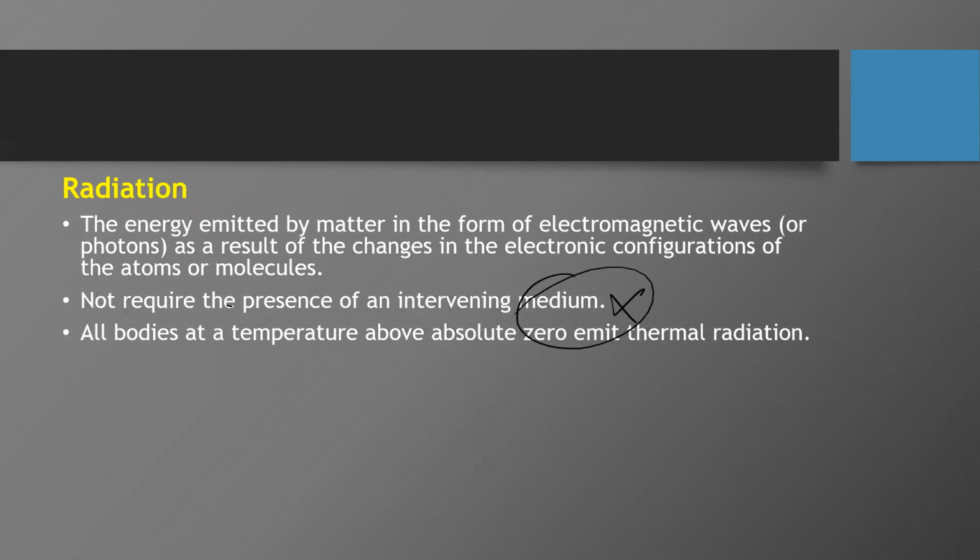All bodies at a temperature above absolute zero emit thermal radiation, right? Absolute zero means 0 Kelvin, which is minus 273 degrees Celsius. So any body above this temperature will emit thermal radiation. Where is absolute zero possible? Nobody has found it yet.